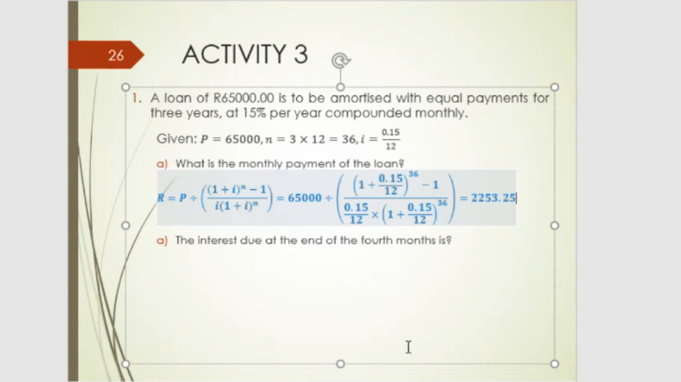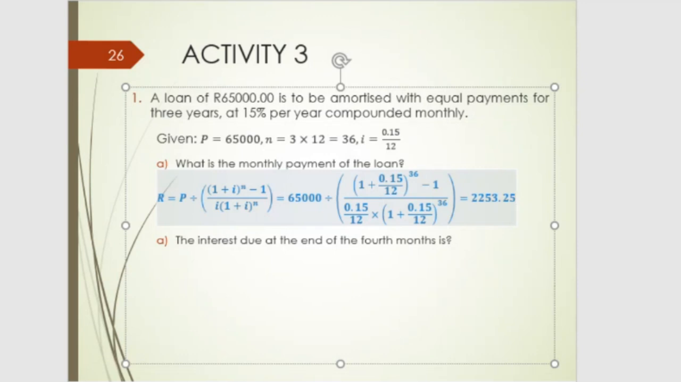Okay, it goes this way, close brackets. All right, I also got 2253 point, yes, it was 246 something. Then we round it off to 2.25. Yes, I can confirm that is correct. We got the same.